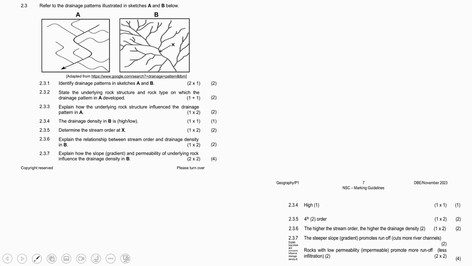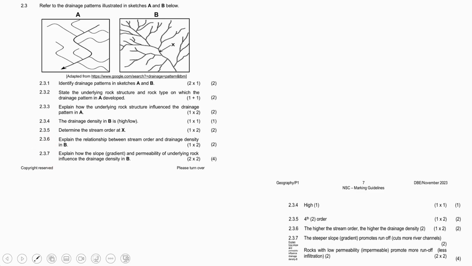2.3.6. Explain the relationship between stream order and drainage density. This question paper is from another year, but you can see it is very, very similar to the one that we have looked at. The higher the stream order, the higher the drainage density. There's a relationship there. Now let us look at 2.3.7, which is the last question here.